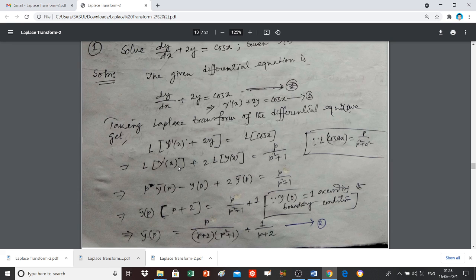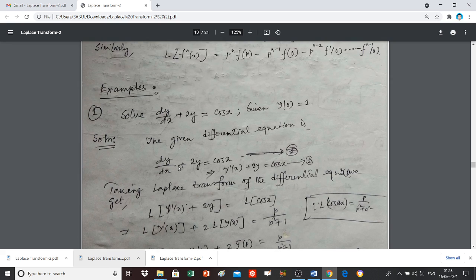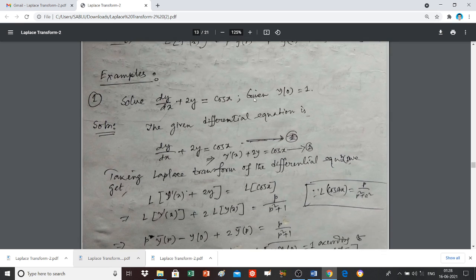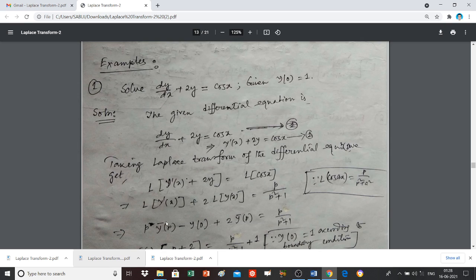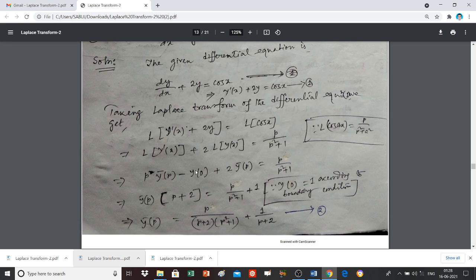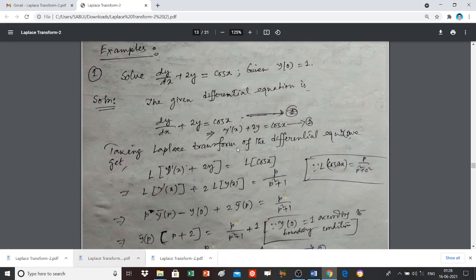Now, as you know, the Laplace transform of y'(x) is equal to p Y(p) minus y(0). So writing the Laplace transform of y'(x) as p Y(p) minus y(0), plus 2 Y(p), where Y(p) is the Laplace transform of y(x), that is equal to p over p squared plus 1. Now, from here, see the condition. What was the condition? The given condition is y(0) equal to 1.